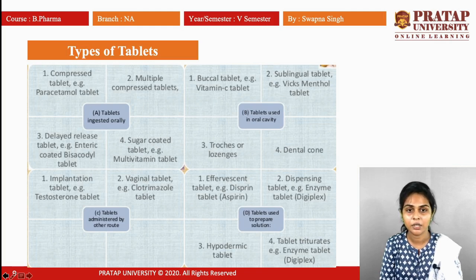In this class, again further classified into 4 different subclasses. First one is buccal cavity, next is sublingual tablets, third one is troches or lozenges, and fourth one is dental cones. Third class is tablet administered by other route, in which first is implantation tablet, and second one is vaginal tablet. Fourth class is tablets used to prepare solution. For example, effervescent tablet, second is dispensing tablet, third one is hypodermic tablet, and fourth one is tablet triturates.